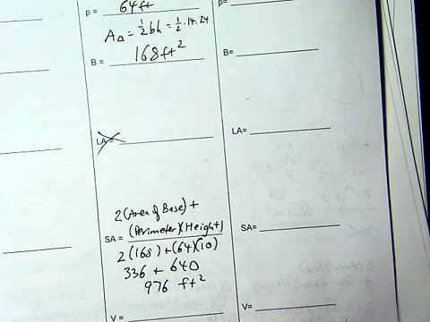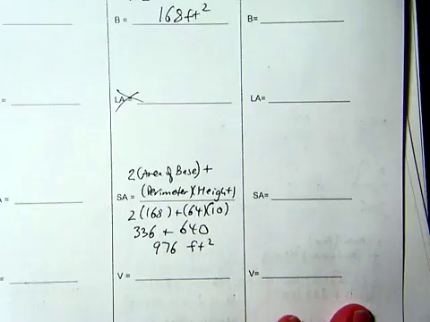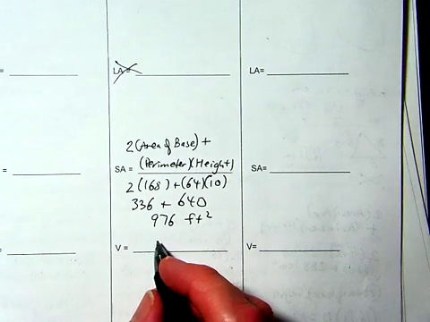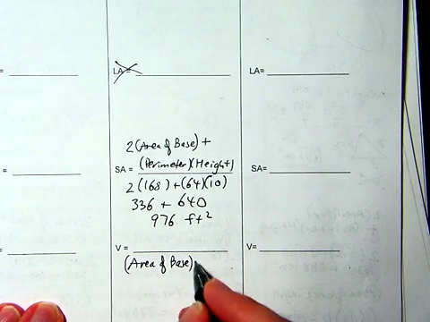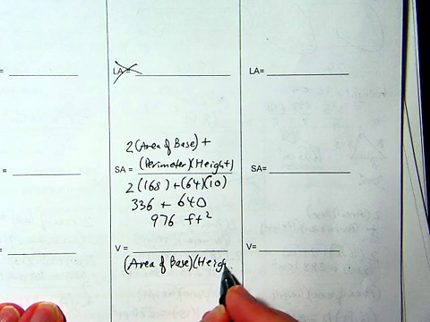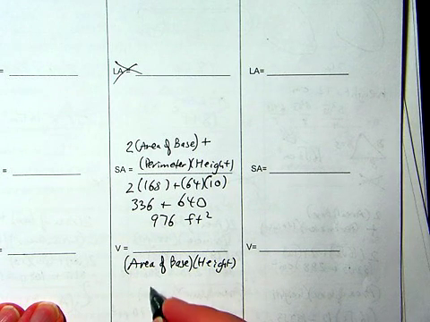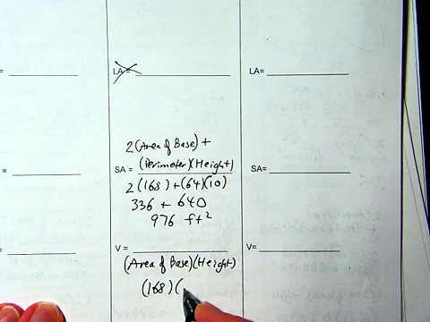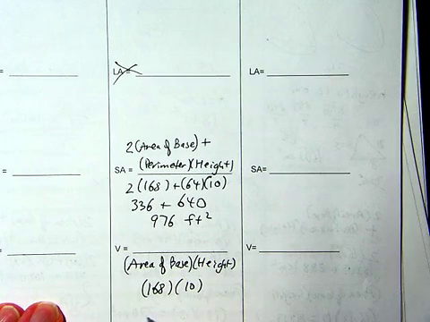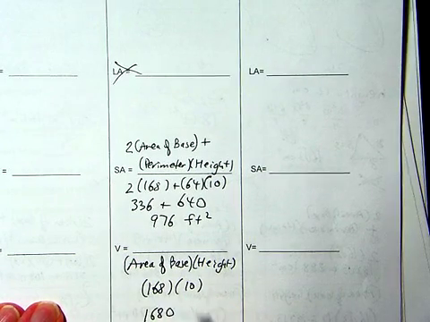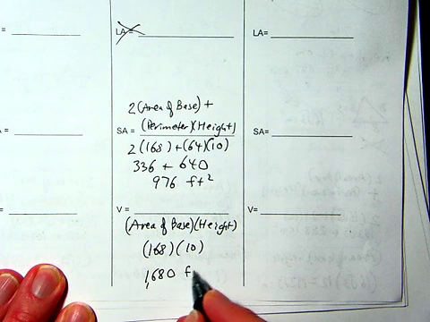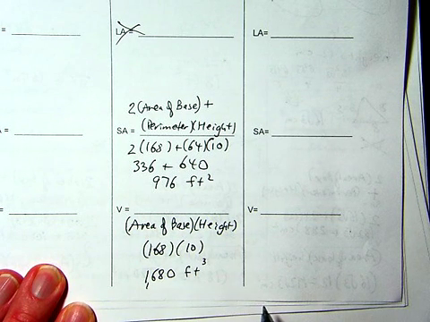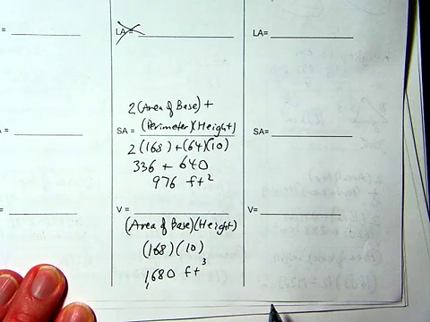Okay. And the volume is the area of the base times the height. Well, we said the area of the base is 168. The height is 10 feet. So the volume is 1,680 cubic feet. Okay.